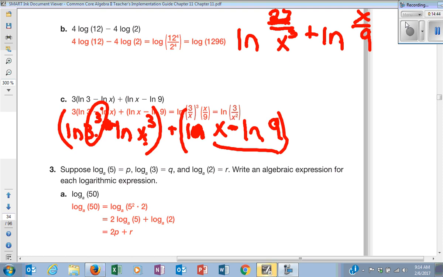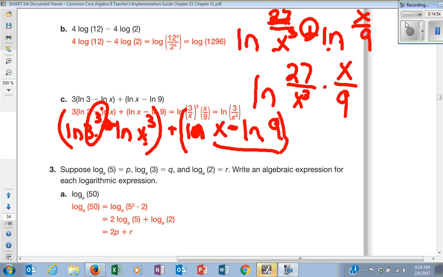And since these two now are adding, I know it's going to be ln of 27 x to the 3rd times x over 9. And I can cross-simplify this. I go, wait, 27 and 9, one's in the denominator, one's in the numerator. 9 goes into 27 3 times. 9 goes into 9 1 time, so that simplifies.